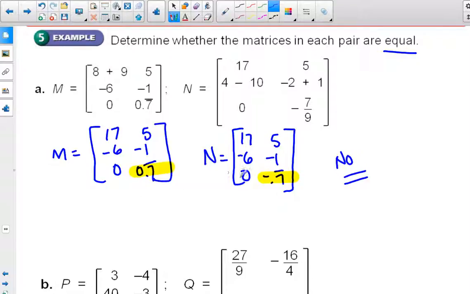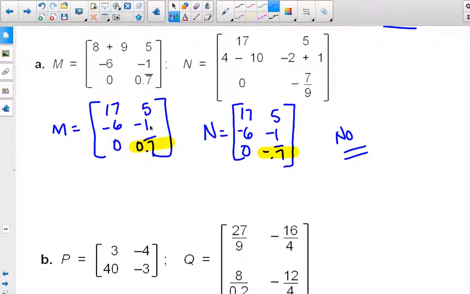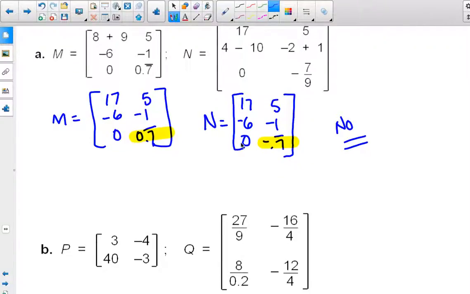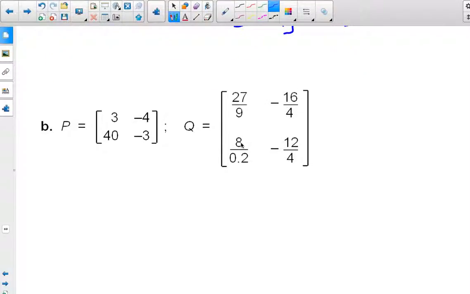And showing this work, showing these two matrices, is the equivalent of showing your work for this. You cannot just put yes or no and expect to get full credit. You have to either do the work or you have to use complete sentences to explain your logic in your work. Okay, so let's take a look at B.